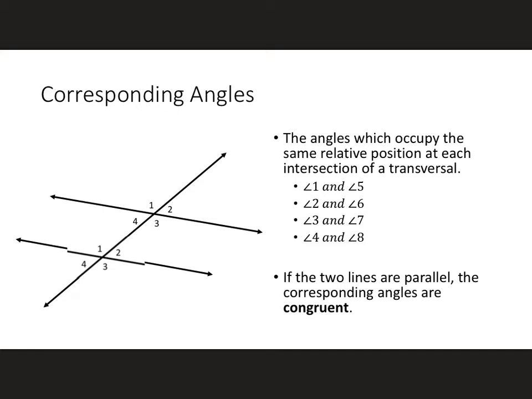I like to name each angle with a location, like angle 1 is the top left of its intersection. Then look at the other intersection and notice angle 5 is also on the top left. Therefore, these angles correspond with each other. Angle 2 and angle 6 are on the top right, so they correspond. Angles 3 and 7 are on the bottom right of their respective intersections, so they correspond. And angles 4 and 8 are both on the bottom left, so they correspond. An important property about corresponding angles is if both non-transversal lines are parallel, the corresponding angles will be congruent.